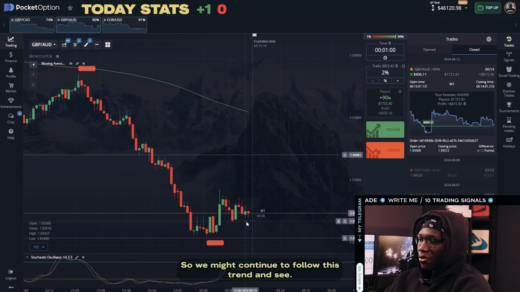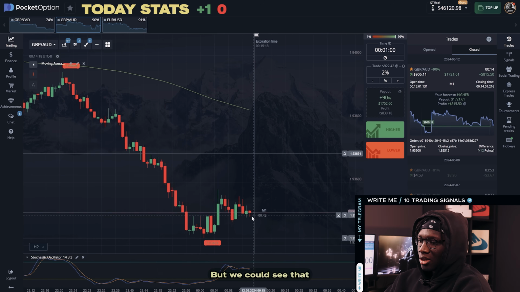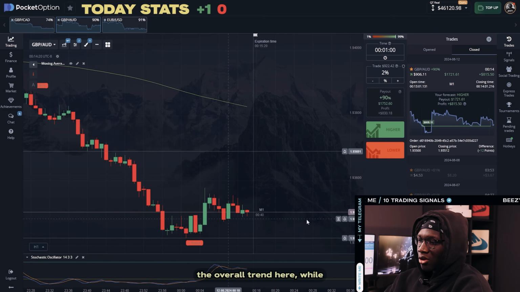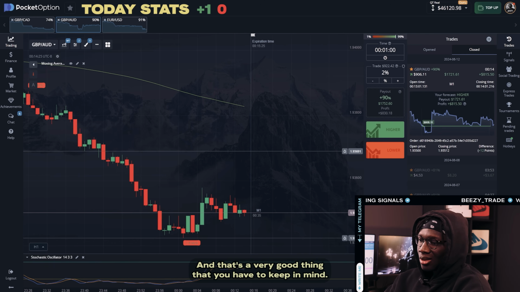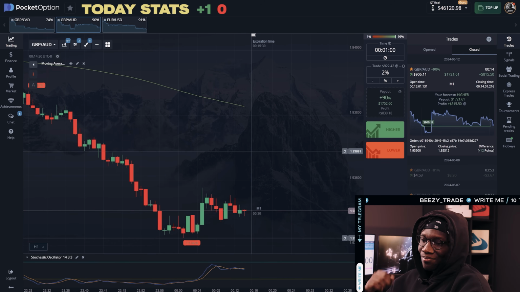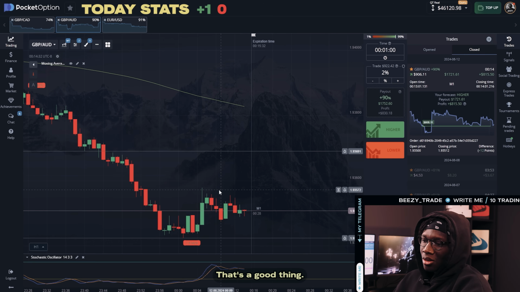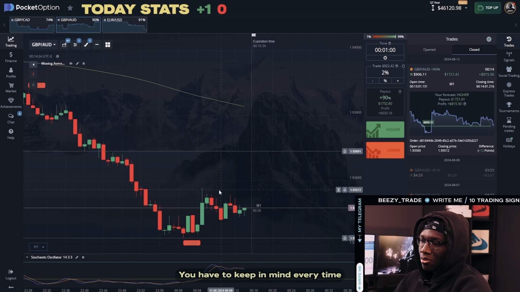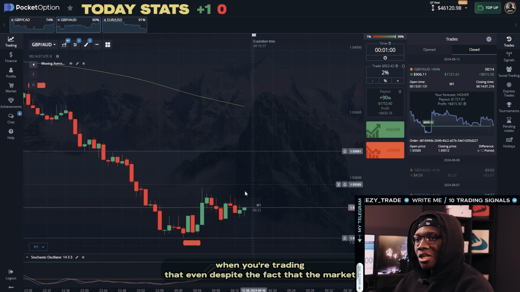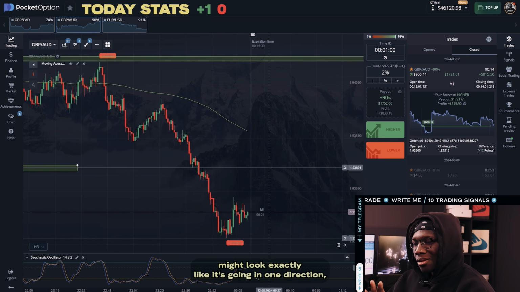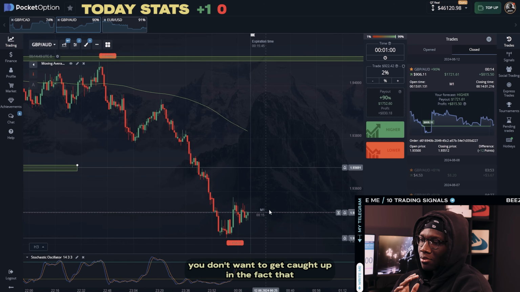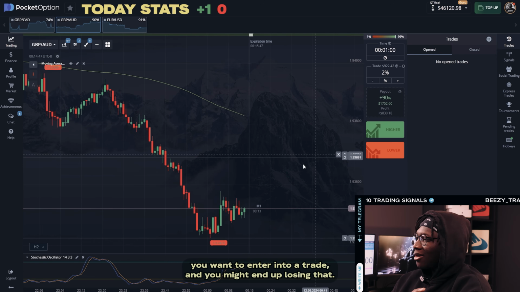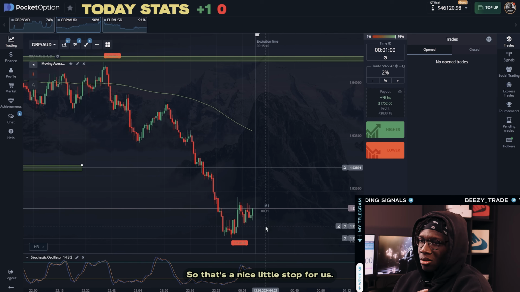So we might continue to follow this trend and see, but we can see that the overall trend here, while it's trending upwards, you can still see how the market is moving, and that's a very good thing that you have to keep in mind every time when you're trading. Even despite the fact that the market might look exactly like it's going in one direction, you don't want to get caught up in the fact that you want to enter into a trade and you might end up losing that. So that's a nice little start for us.